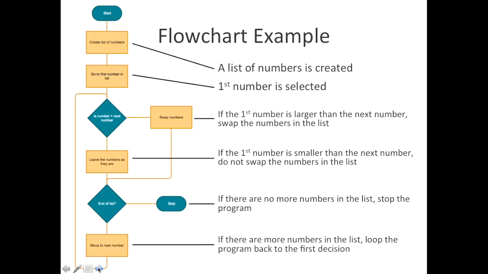So if there is another number in the list, we move to the next number and then move back around the loop and ask, is the number greater than the next number? So this bit here would essentially be our for loop.